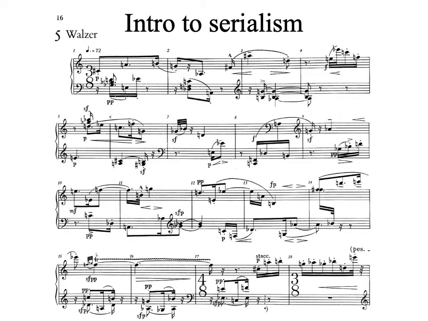And here we have a passage of music from what is ostensibly the first 12-tone composition, Schoenberg's 5 Pieces for Piano from 1923. And this is the 5th movement, the waltz movement. And if you look at it, you can see how Schoenberg utilizes his 12-tone approach to composing.